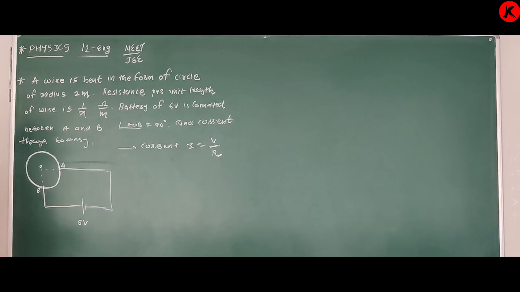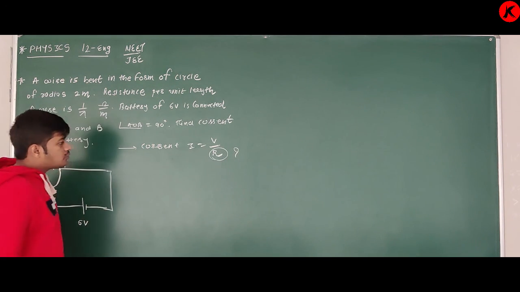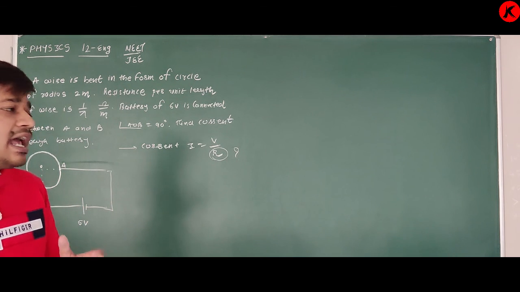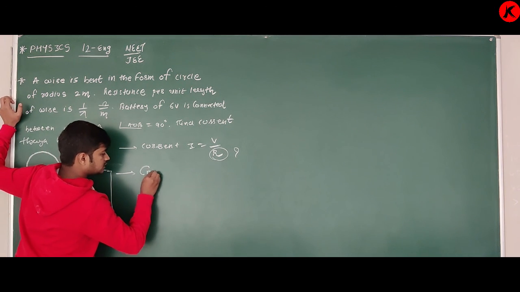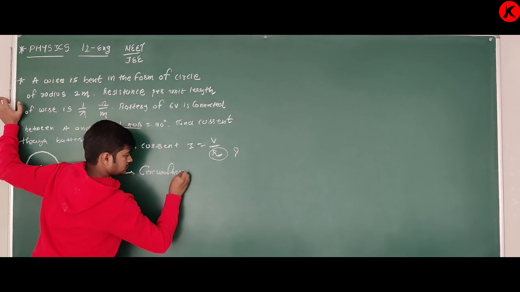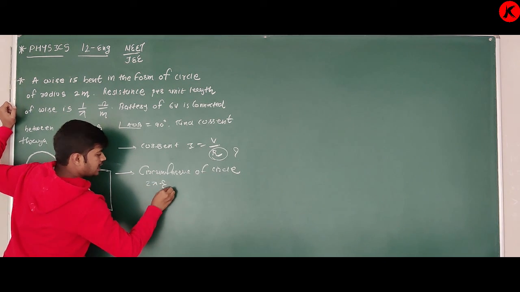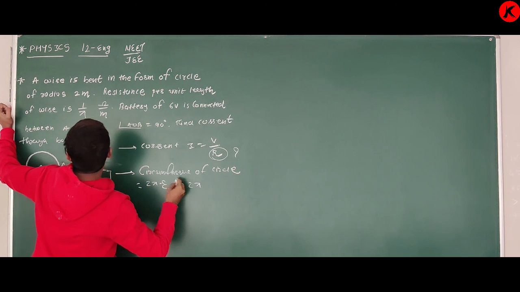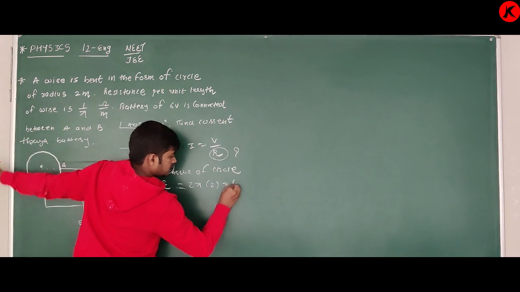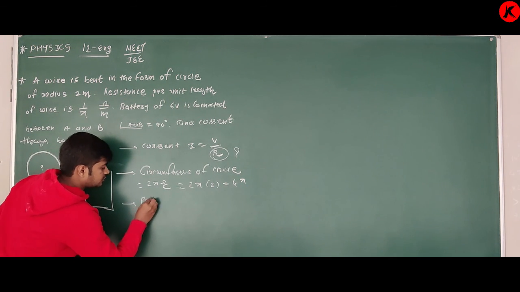So first of all, you have to find the equivalent resistance between A and B. For that, see, a wire is bent in the form of a circle of radius 2 meter. So first of all, what is the circumference of the circle? It is 2 pi r, which with r equal to 2 meter is 4 pi. Now what is the resistance of the circle?